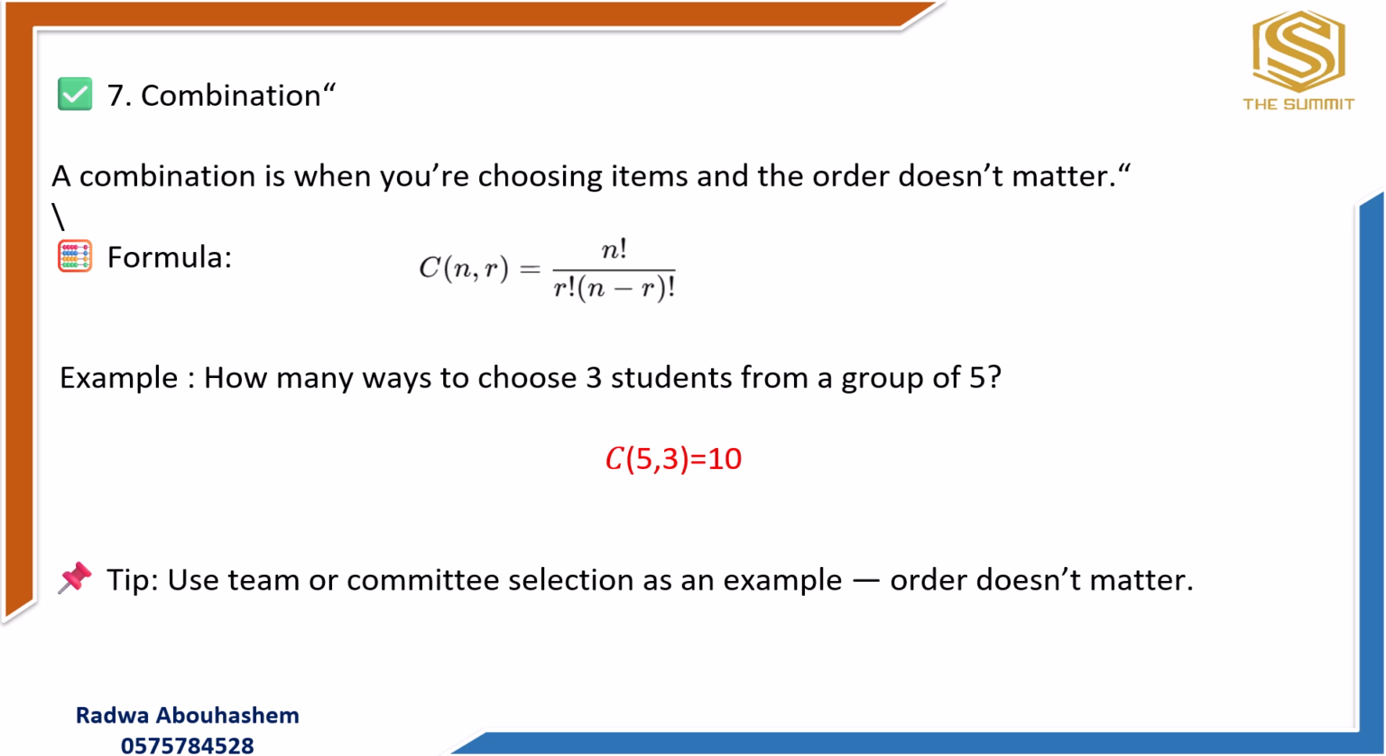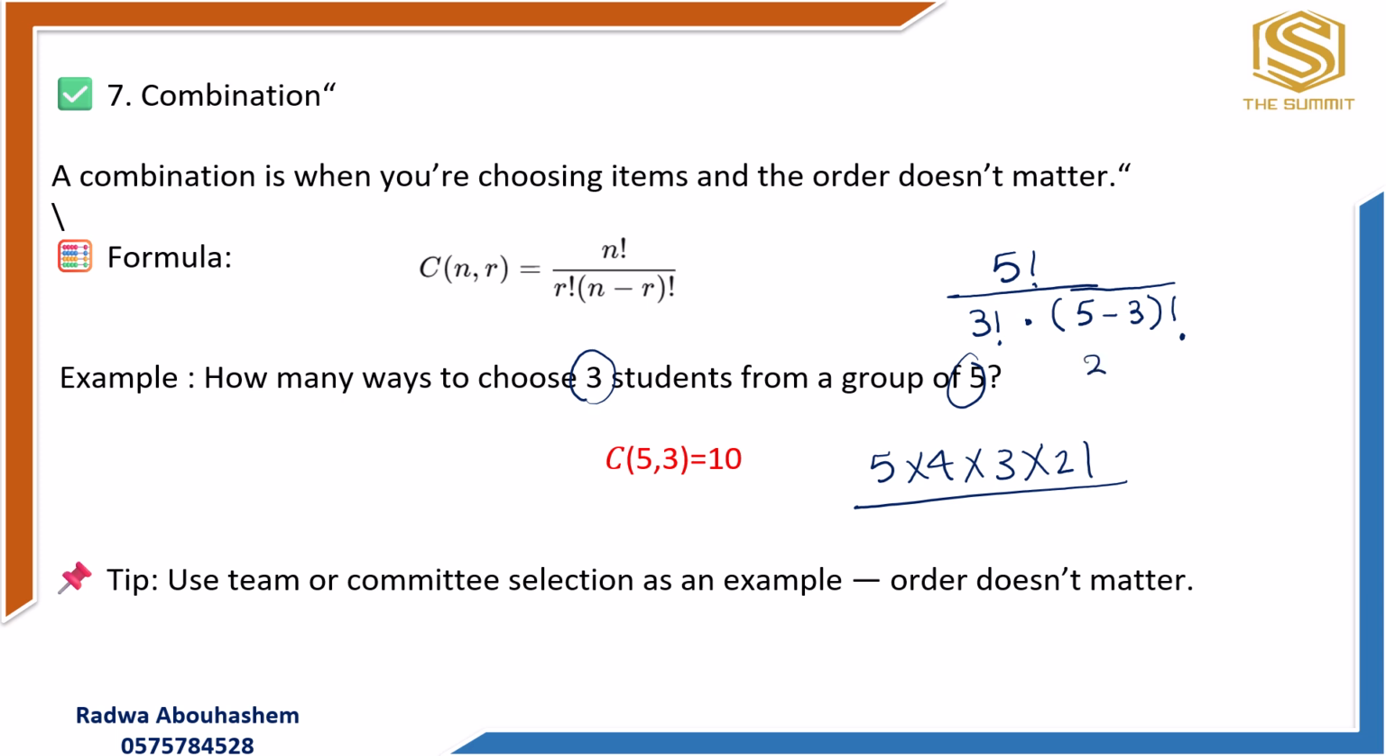Okay, for example, let me try this with you here. How many ways to choose 3 students from a group of 5? So the group is 5, and you selected 3. So 5 factorial over 3 factorial multiplied by (5 minus 3) factorial. Let me solve it with you here. It's 5 times 4 times 3 times 2 times 1, and 5 minus 3 is 2 factorial, right? 3 factorial is 3 times 2 times 1, and 2 factorial is 2 times 1.